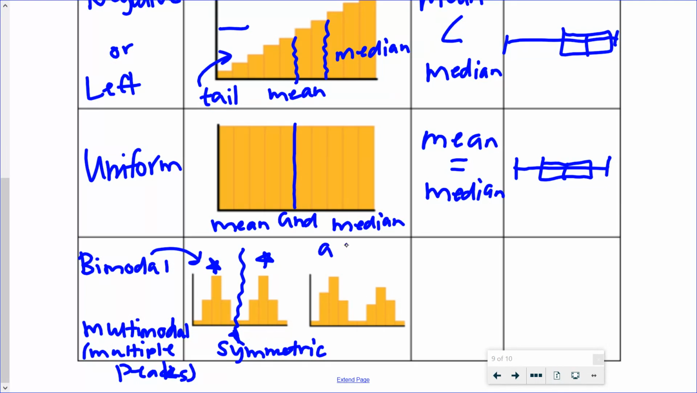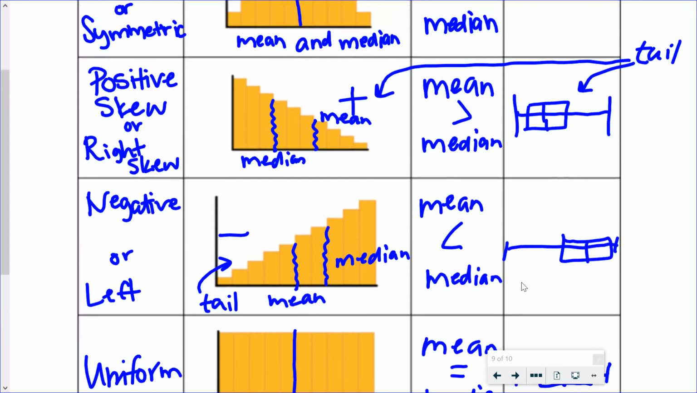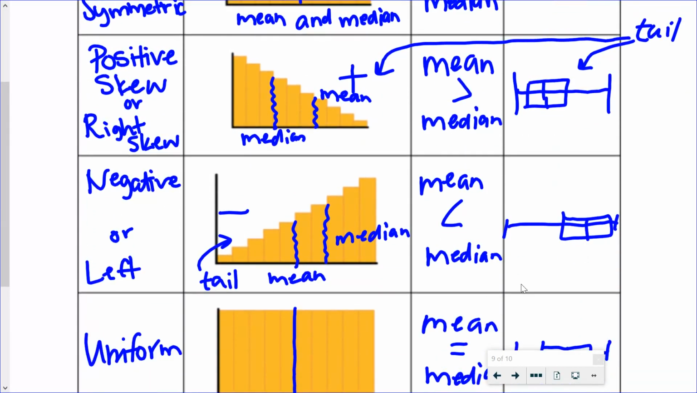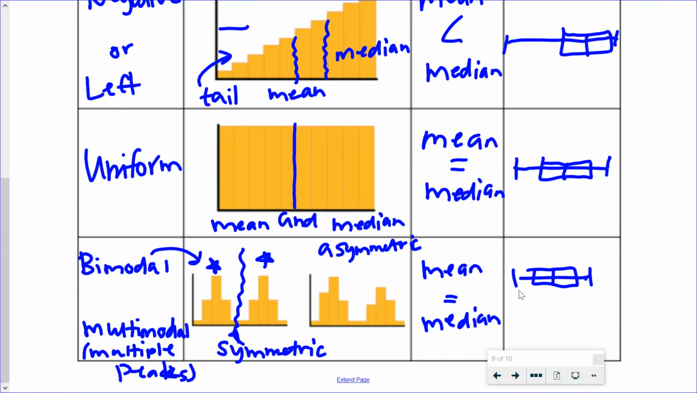This is an asymmetric version because what's happening on the left and what's happening on the right are not the same. Typically, in a symmetric situation, the mean is equal to our median in our data. And our box and whisker plot is going to, again, be equaled out or symmetric. So those are our 6 main types of histograms, and we're going to talk about what situations create what kind of histogram.